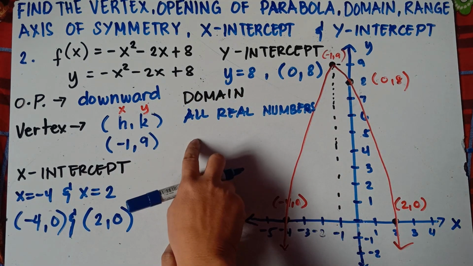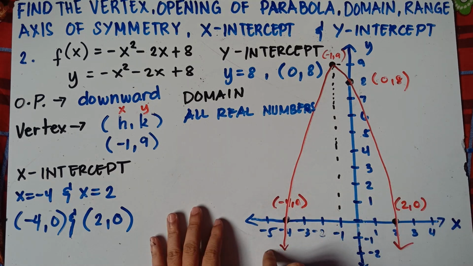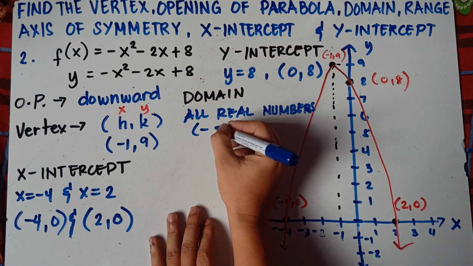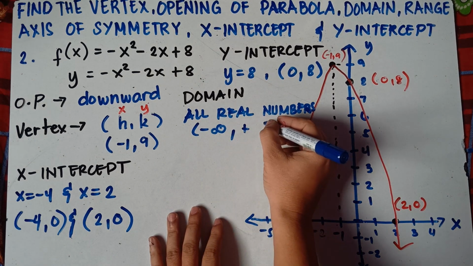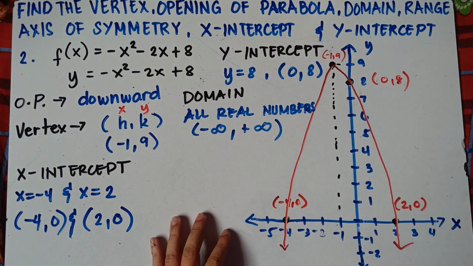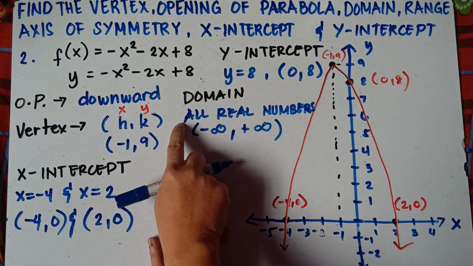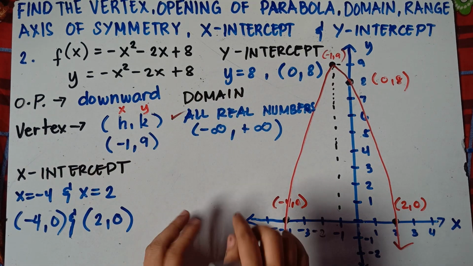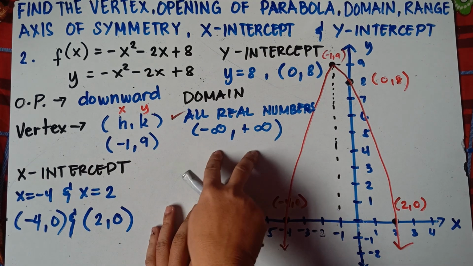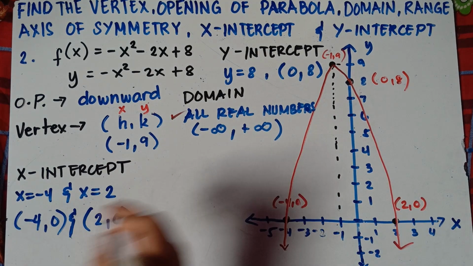Or you can write this one in interval notation. Once again, left and right, from negative infinity up to positive infinity. So you can have these two answers, because it depends on your teacher. All real numbers will be okay. But if the teacher asks you to write your answer in interval notation, you can have this answer: from negative infinity up to positive infinity.